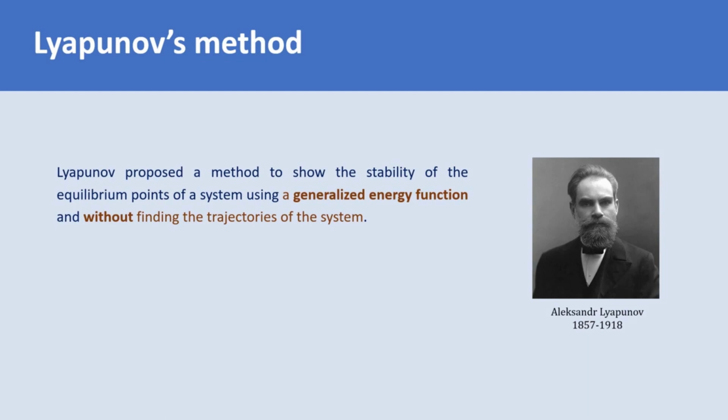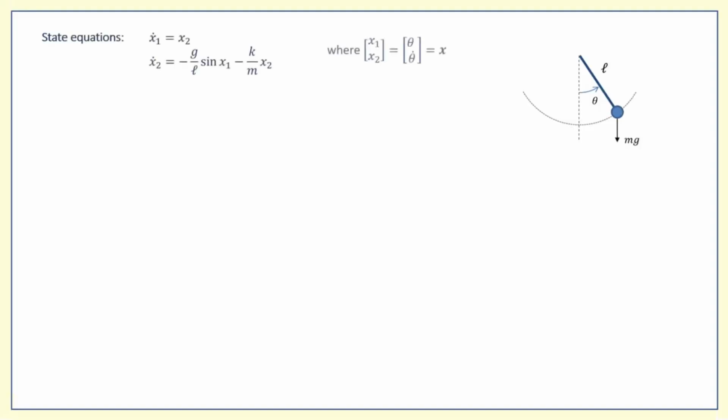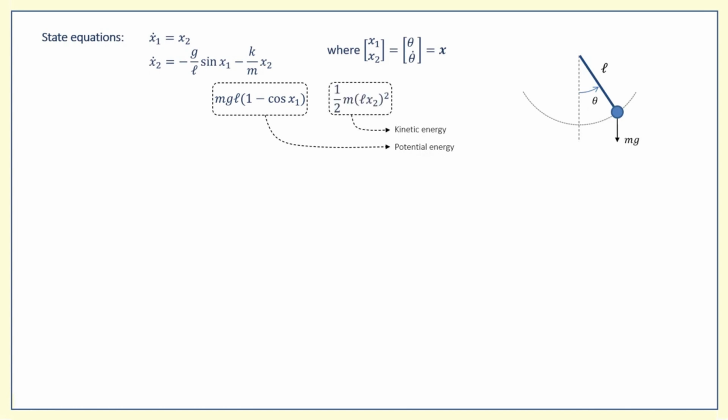Let's first see how the energy of a system can be used to examine the stability of an equilibrium point of a system. Let's take an example of a pendulum with these state equations. The potential energy of the system is mgl times 1 minus cosine of x1, and the kinetic energy is m times lx2 whole square. The total energy of the system, which is called V of x1 and x2, is the sum of the kinetic energy and the potential energy.